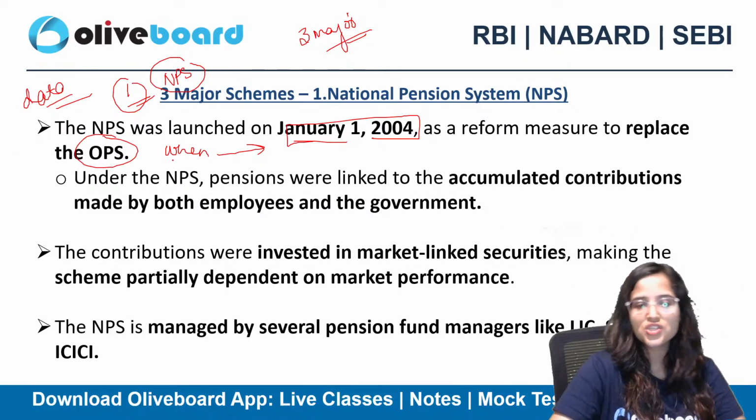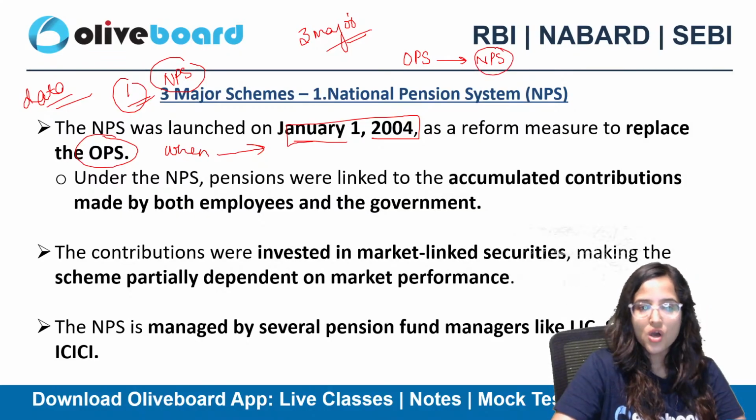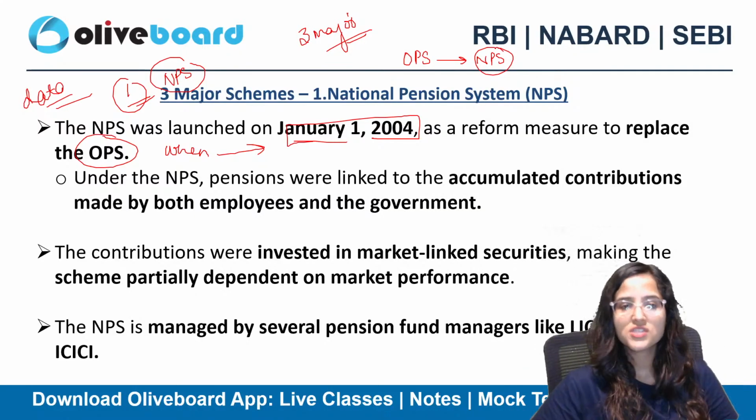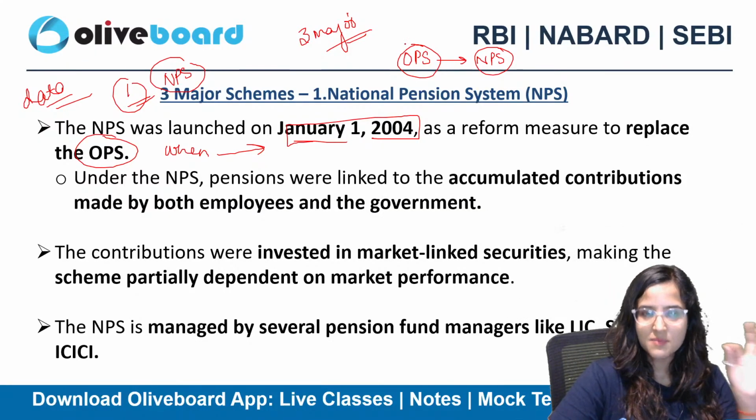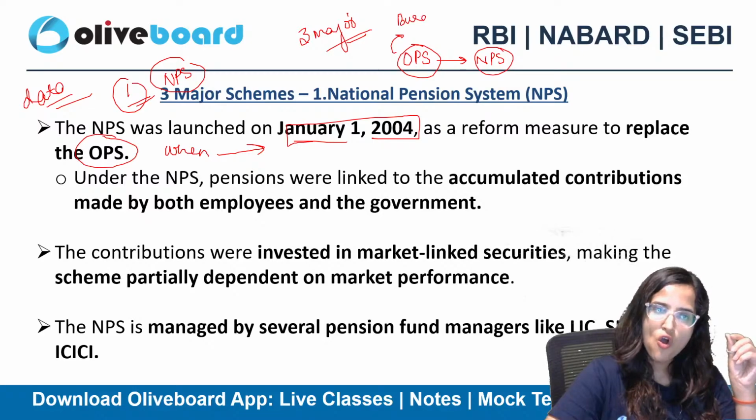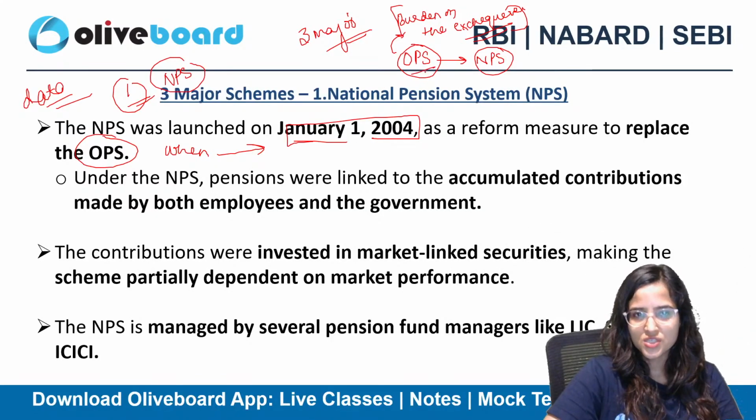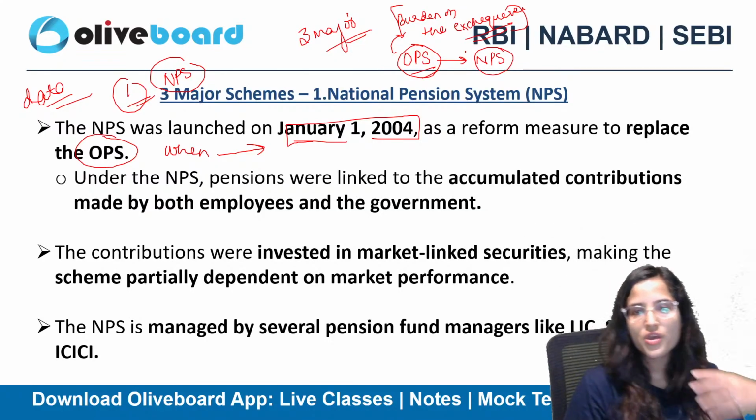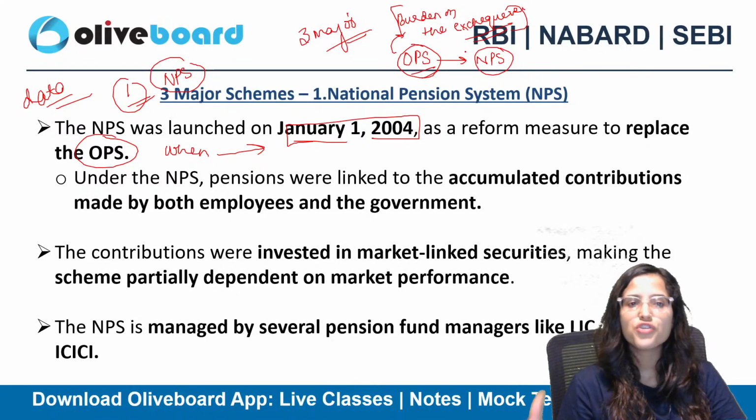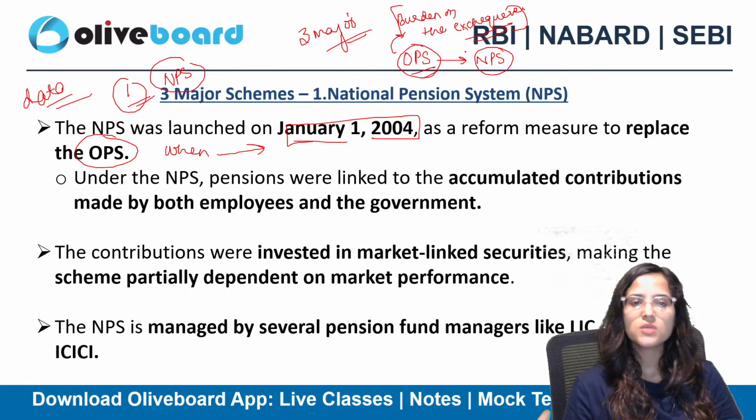To replace the old pension scheme. So initially we had the old pension scheme, and the new pension scheme replaced it. The major reason was that there was a lot of burden on the exchequer. There was a lot of burden on the government because the sole responsibility in the old pension system was on the government. But over a period of time, we started increasing the responsibility of the employer, of the employee, of the government. So everybody was contributing in order to provide pension rather than just putting all the burden on the government.